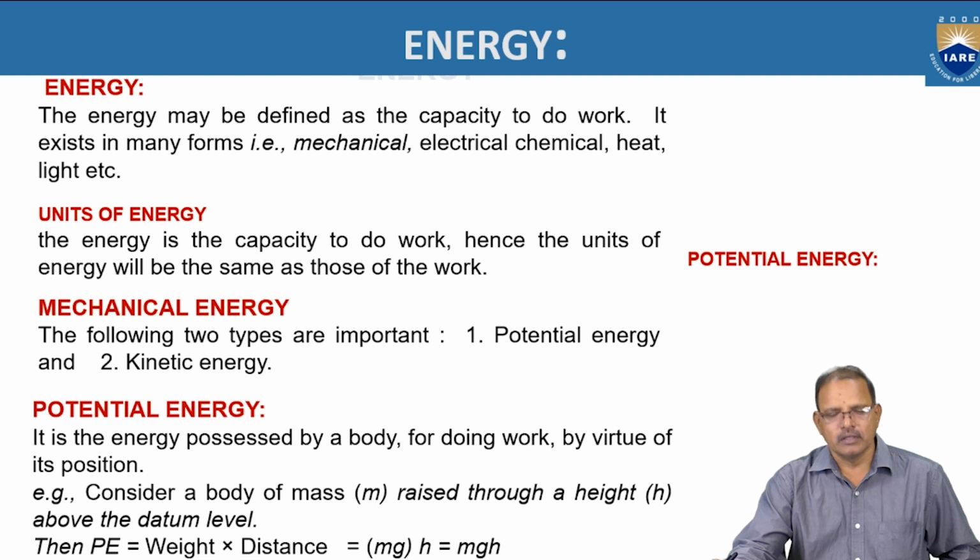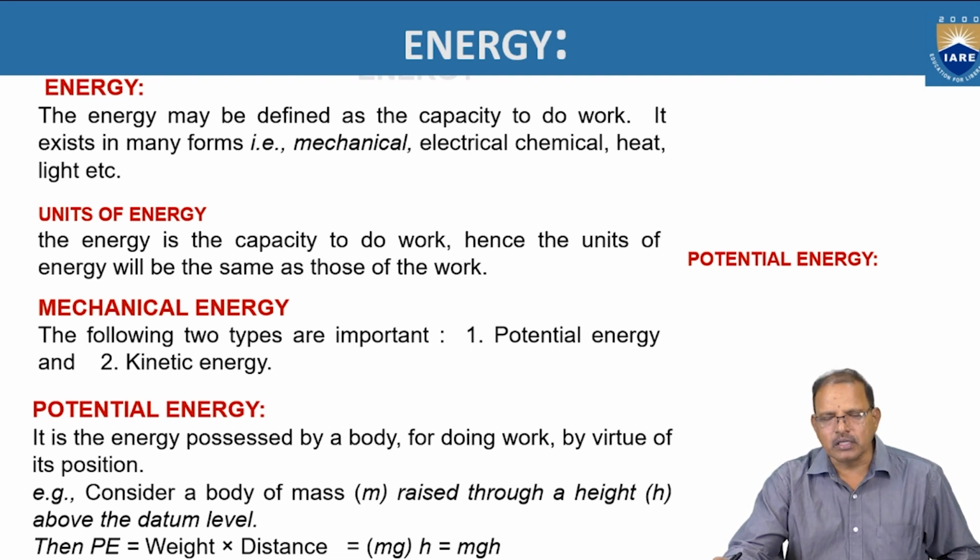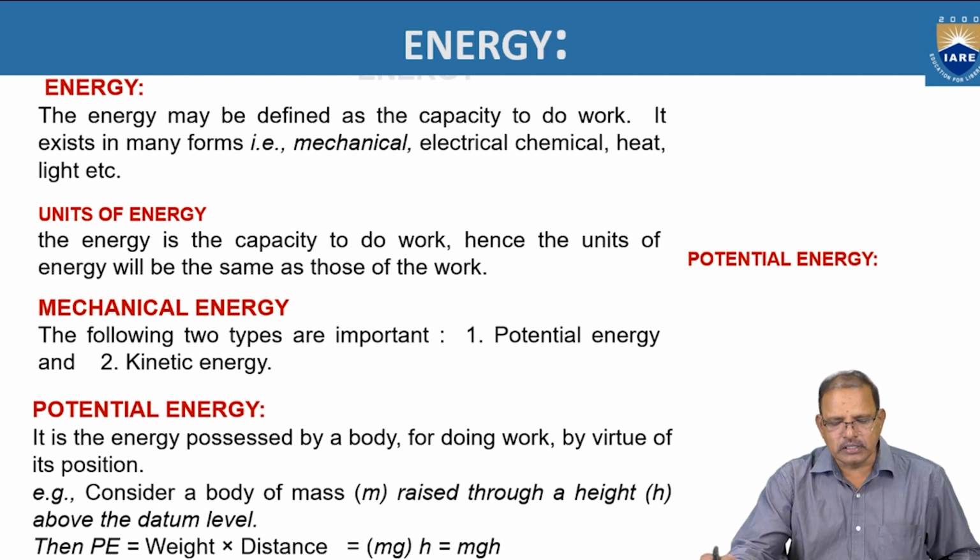Energy. Energy may be defined as the capacity to do work. It exists in many forms like mechanical, electrical, chemical, heat, light, etc. Since energy is the capacity to do work, the work as well as the energy both have the same units. The unit of energy as well as the unit of work is the same, that is newton meter, which is equal to 1 joule.